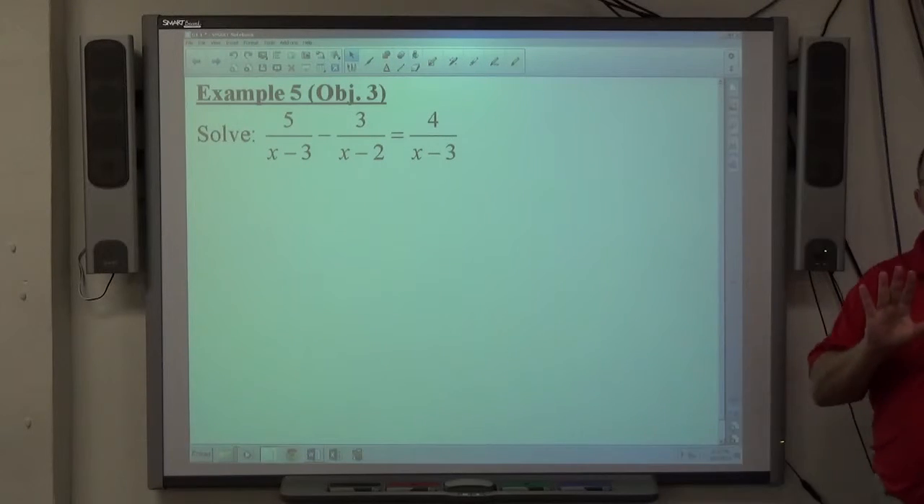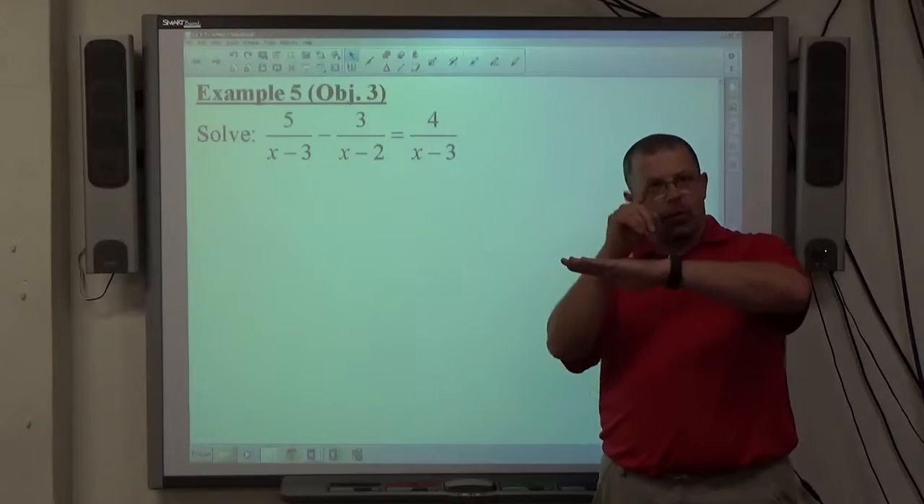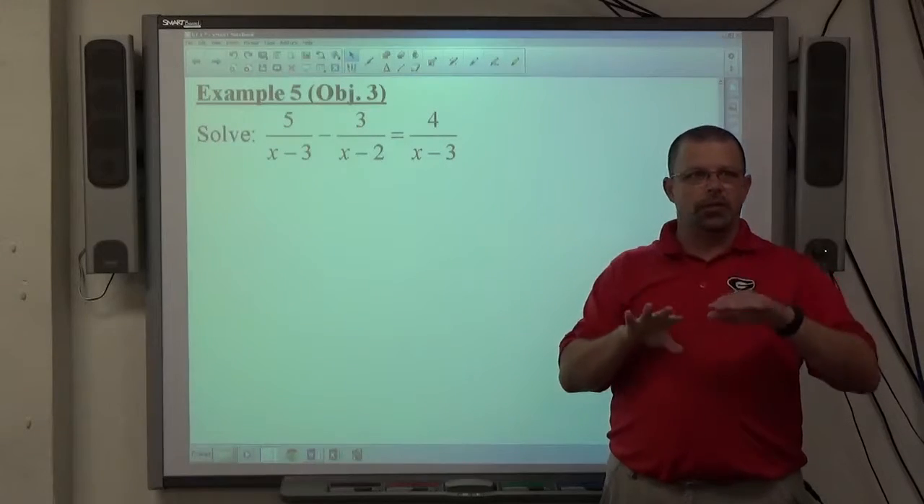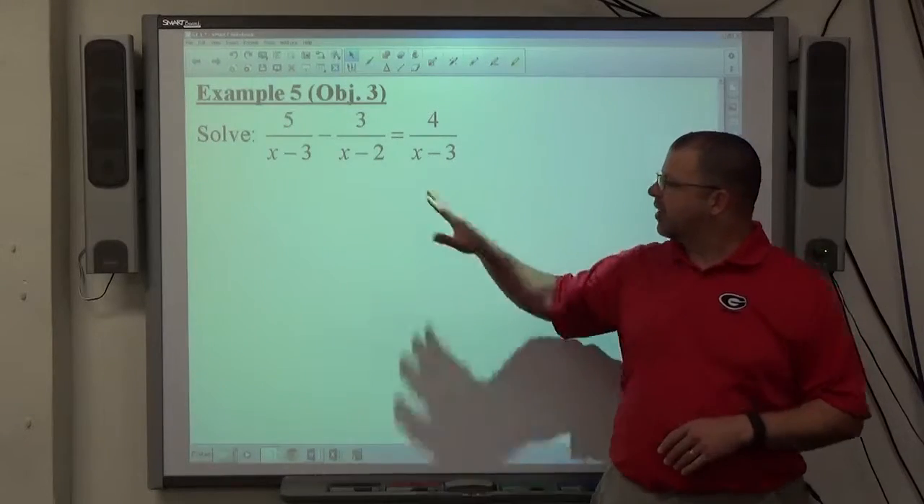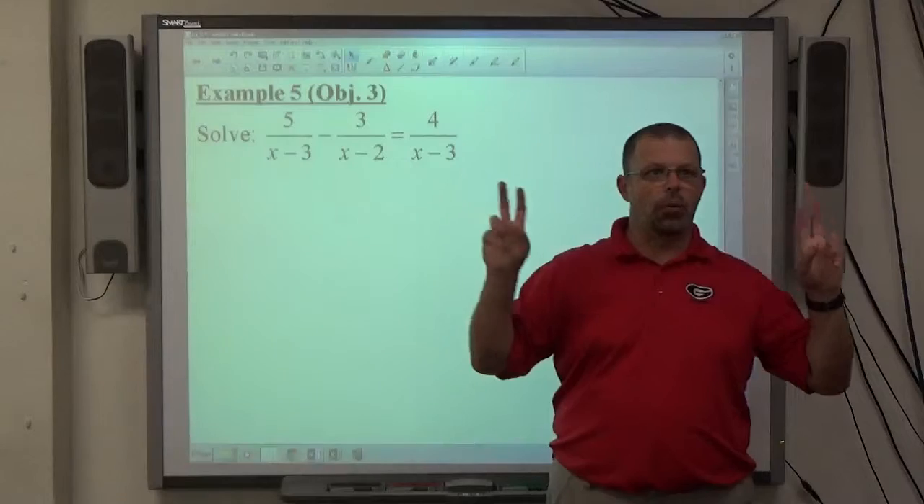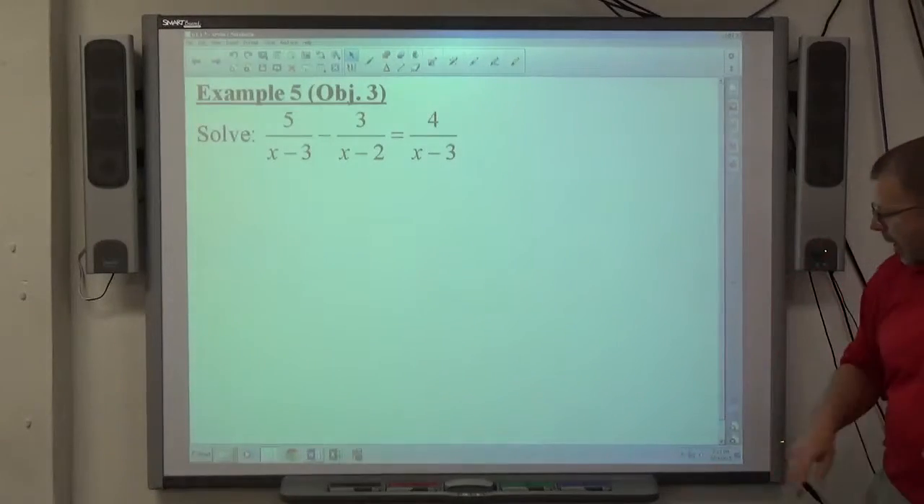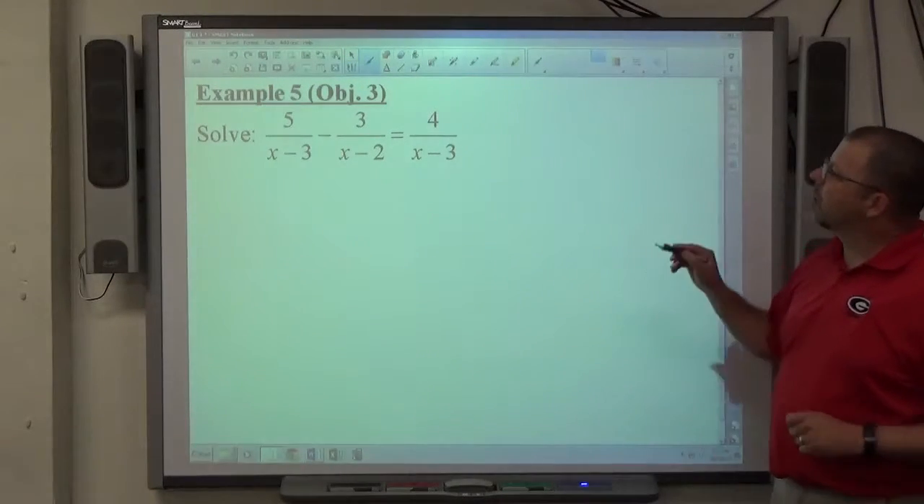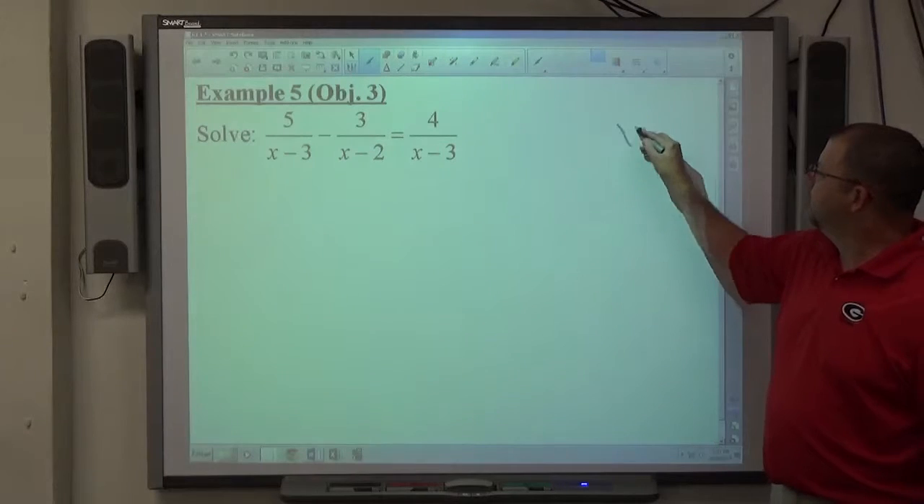And what makes it rational is this. 1x over 2, no big deal. That's over 2. But when x's end up in the denominator, now we're in the rational equation structure. Okay? The first thing you want to deal with is excluded values.